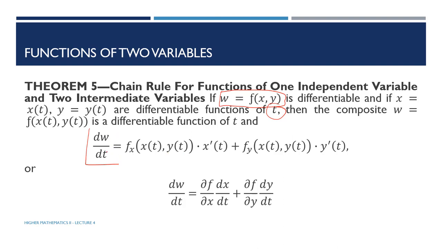So in order to calculate the derivative of w with respect to t, first of all, we have to calculate the derivative of f, which is our function w, with respect to x, and multiply it by the derivative of x with respect to t. And plus, we have to calculate the derivative of f with respect to y and multiply it by the derivative of y with respect to t. Or this form is also common: dw/dt equals the partial derivative of f over x times dx/dt plus df/dy times dy/dt.